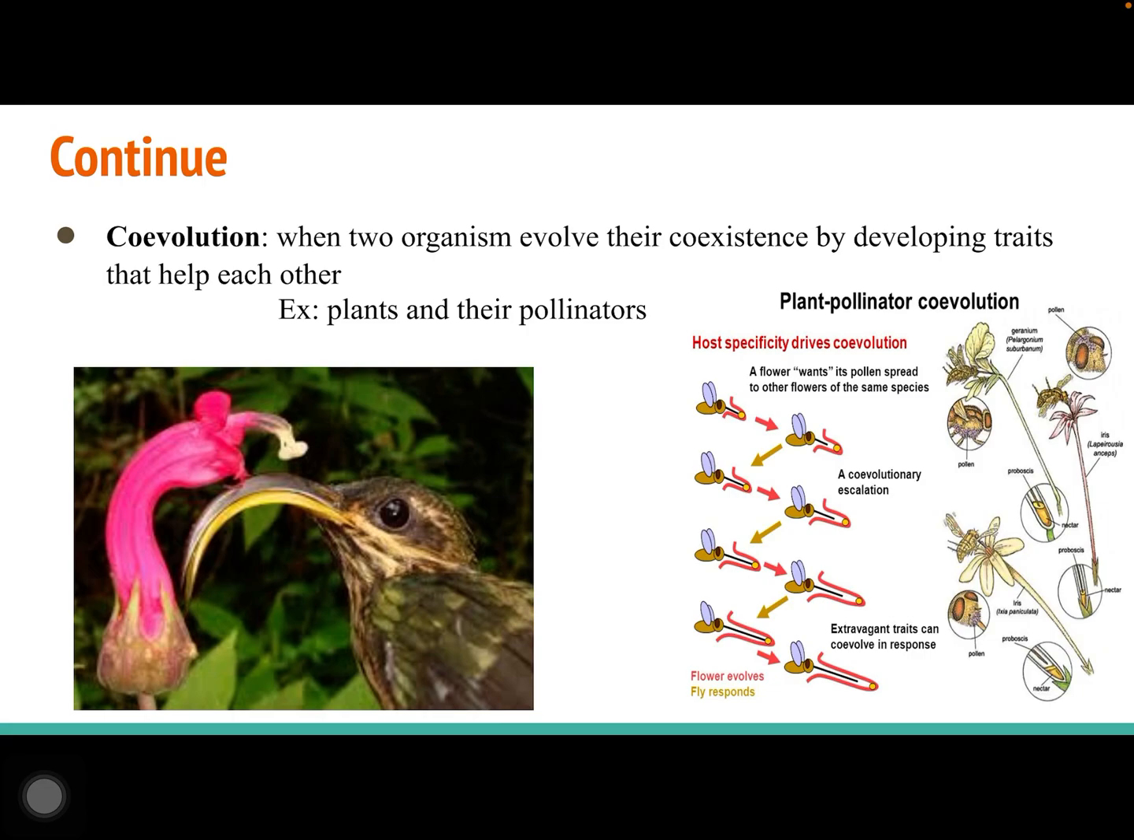Again, that prefix co means together, and evolution means to evolve and change. So coevolution: evolving together to help each other out.